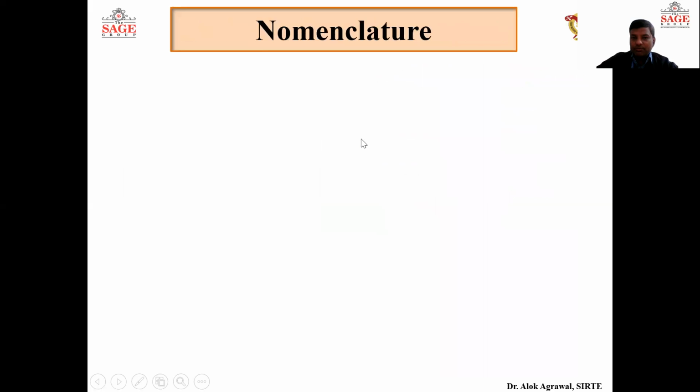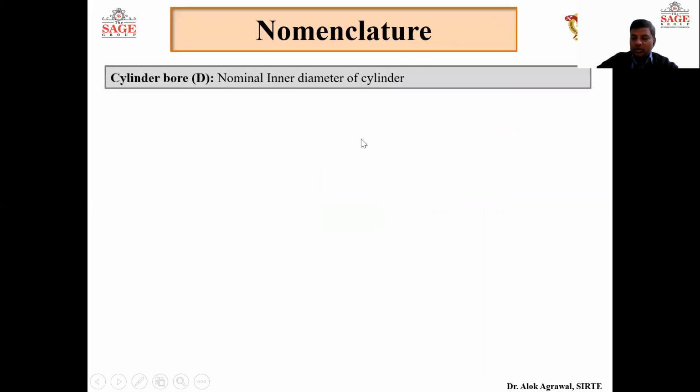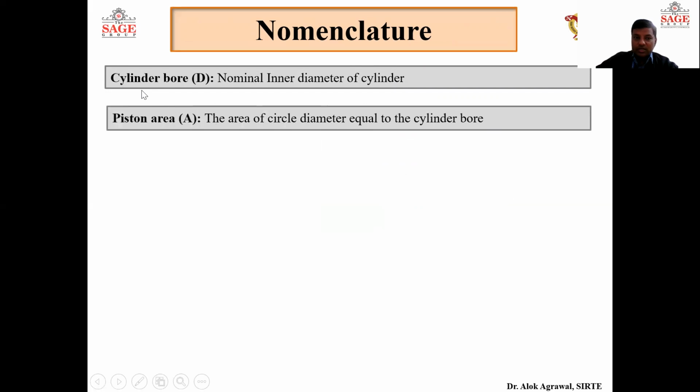Now moving to the important nomenclature we will use throughout the course. The first one is cylinder bore. You have seen the cylinder. The cylinder is of circular shape, so the inner diameter of the cylinder is called the cylinder bore.